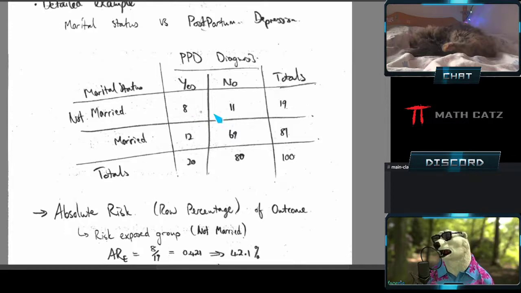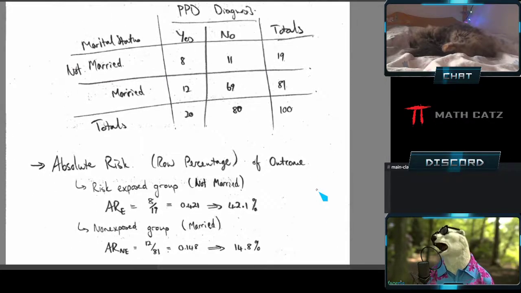From the row, I see 8 out of a possible 19 that were not married had postpartum depression. So the absolute risk is essentially my probability estimate of being in that risk factor group and having a positive outcome. I can then, of course, do the same for the married group, the non-exposed group. So the absolute risk of postpartum depression in the married group is 12 out of 81, and that gets me 14.8%.